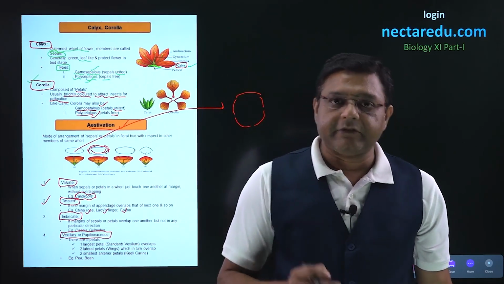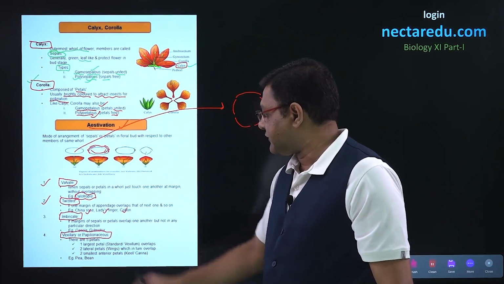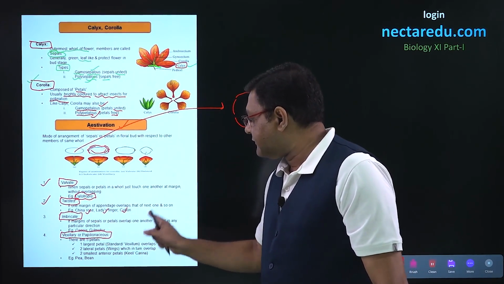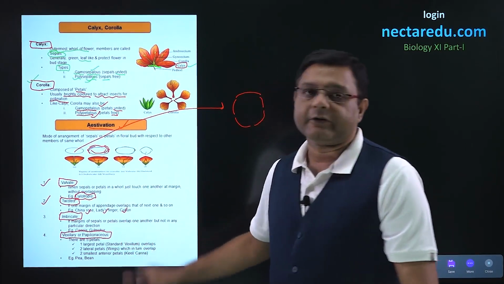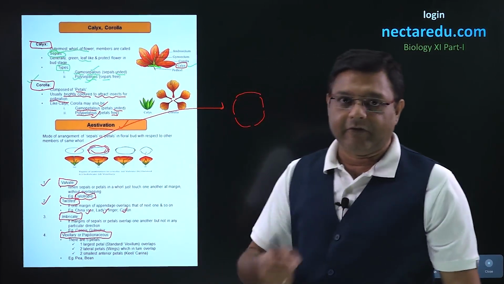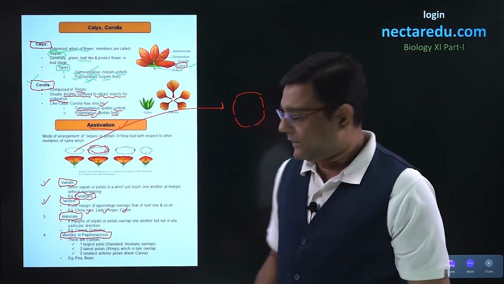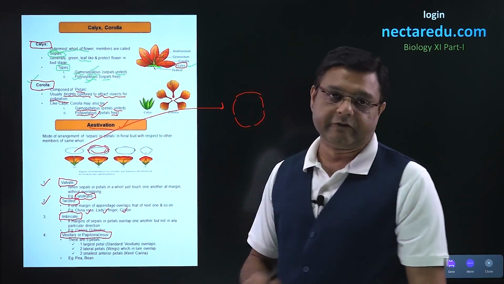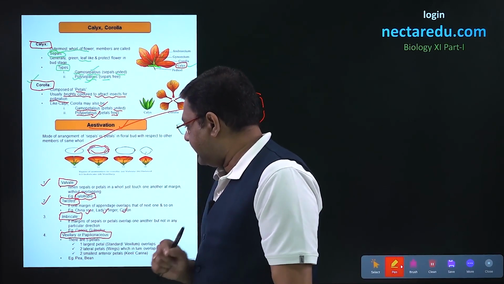The third type is imbricate. In the case of imbricate estivation, sepals or petals will overlap each other, but there will not be any particular direction. So, in the twisted, they were overlapping one after the other. In imbricate, overlapping will be there, but there will be no direction which will be present. The fourth type is the vexillary type.